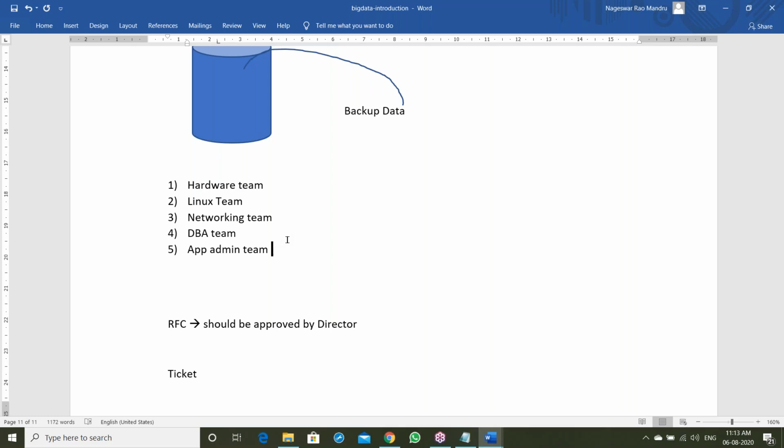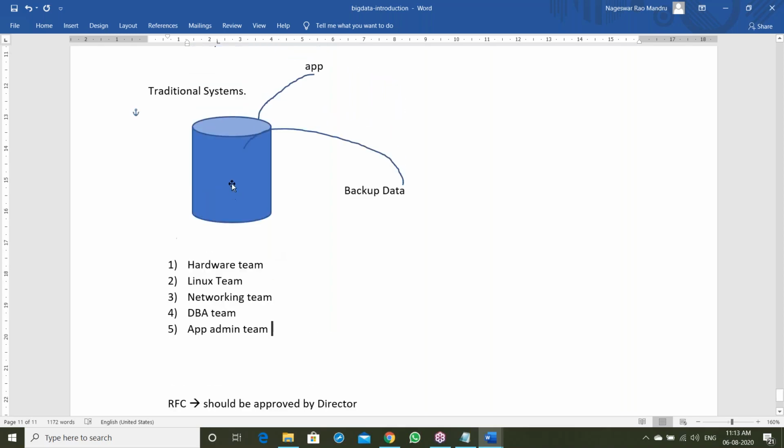Many teams have to be involved here: hardware team, Linux team, networking team, DBA team, application admin team, like this. It's expensive. If any server fails here, the recovery task is not easy, so a lot of time is required. A lot of expenditure, and a lot of time, maybe 24 hours, 48 or 72.